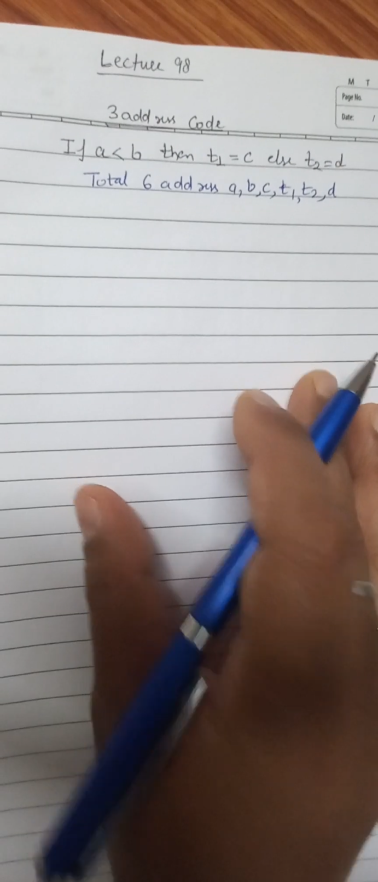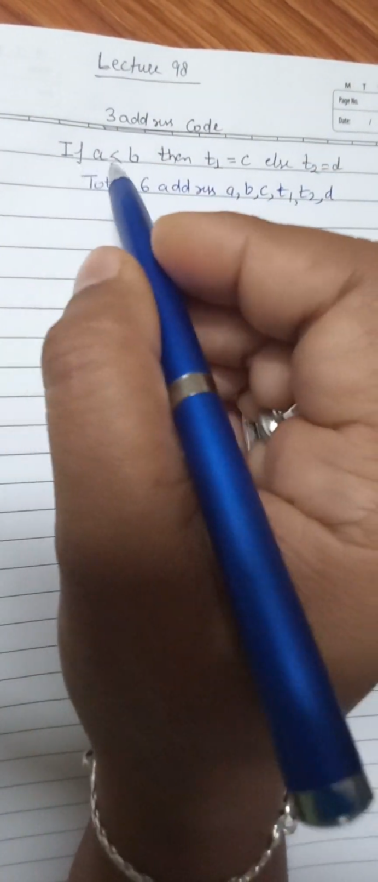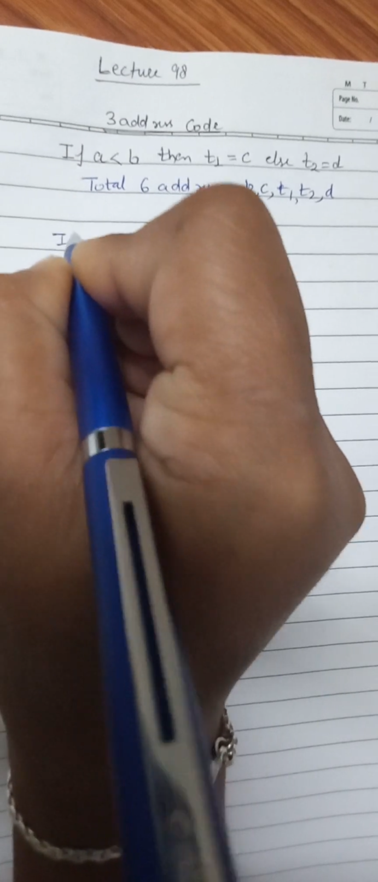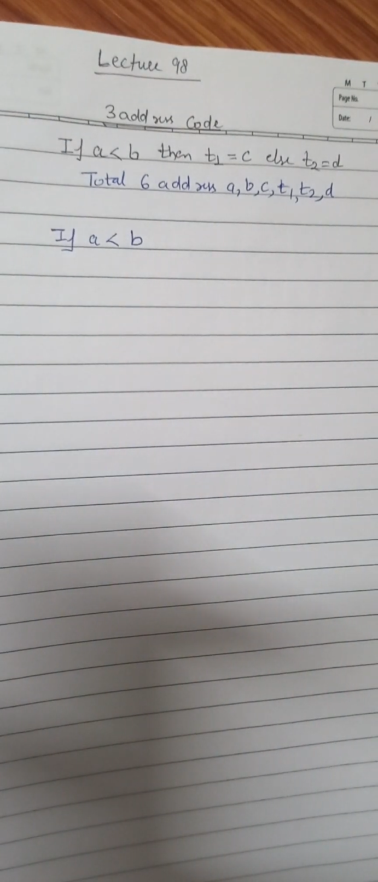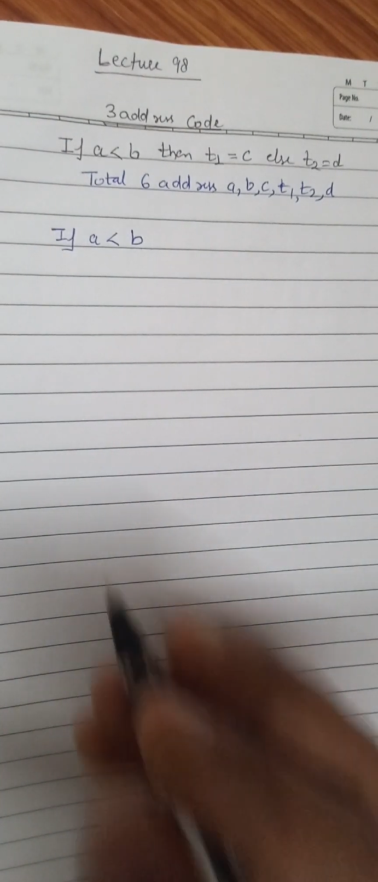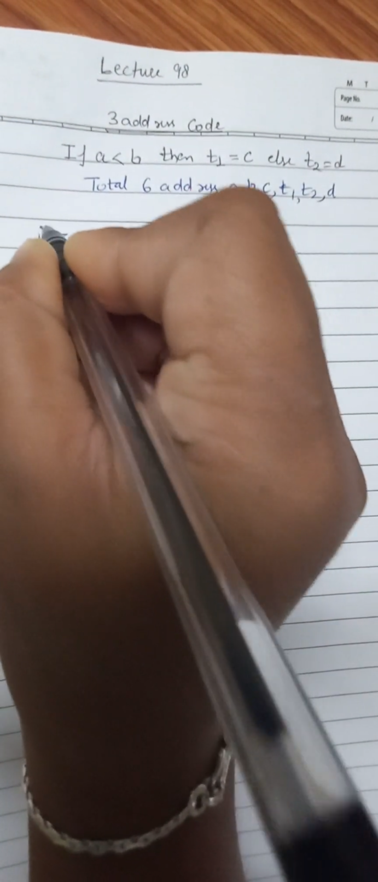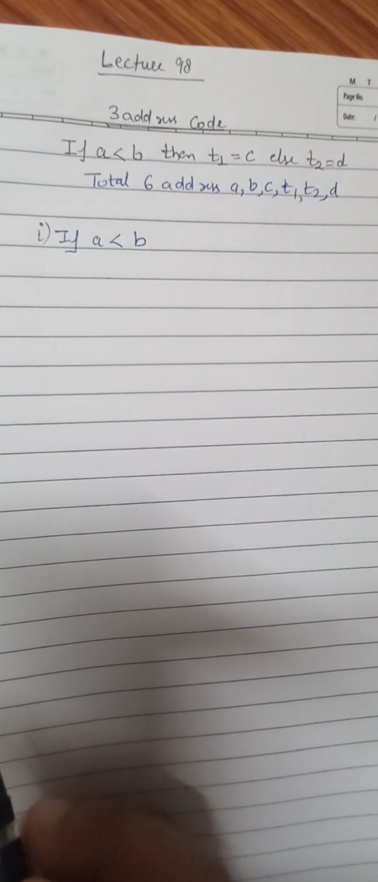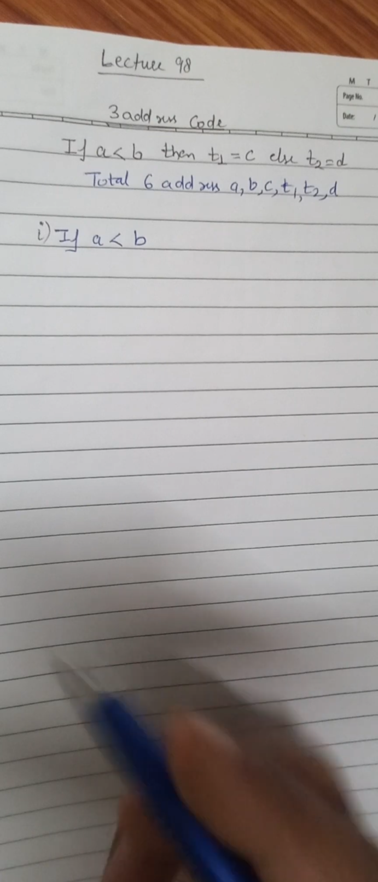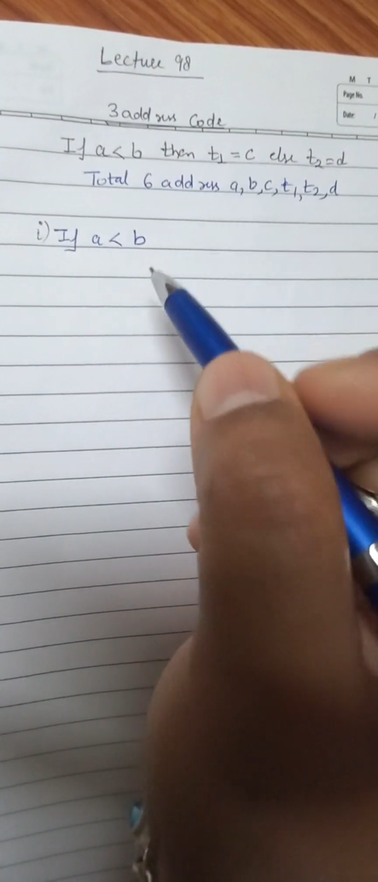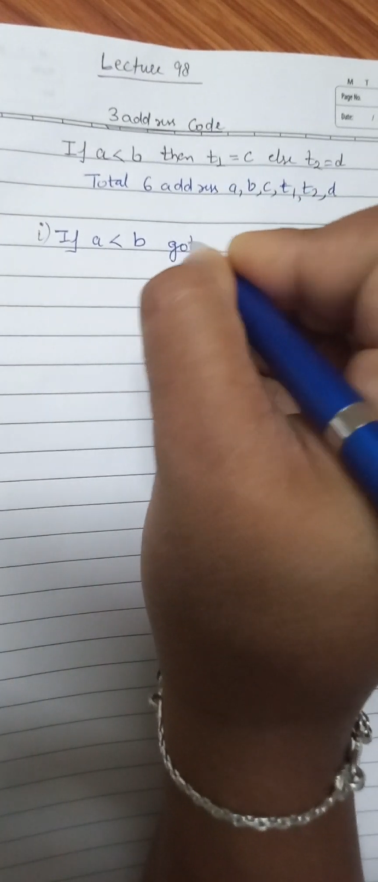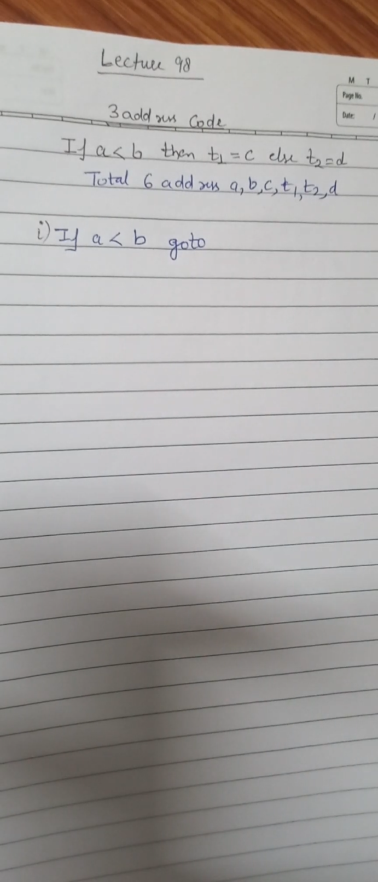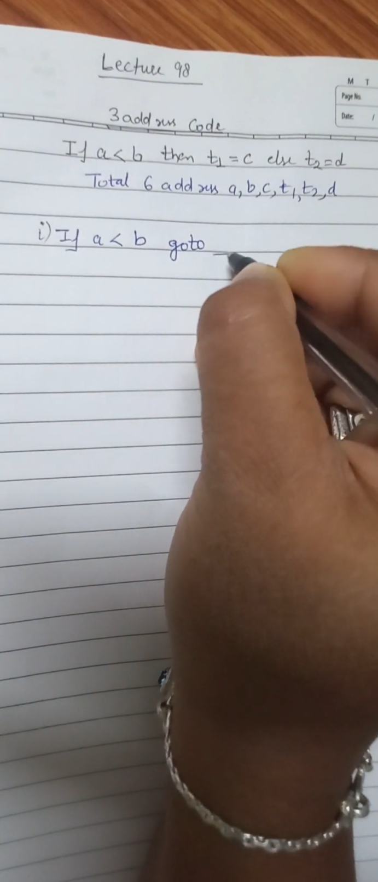So how can we write it? We can write the first condition, that is, if A less than B. What is next, we don't know, so we will leave it blank initially. As in the code, if A less than B, then T1 is equal to C. So we will write if A less than B, then where will it go? We will write go to, and the rest we will leave. We will not write anything now. We will leave it like this.